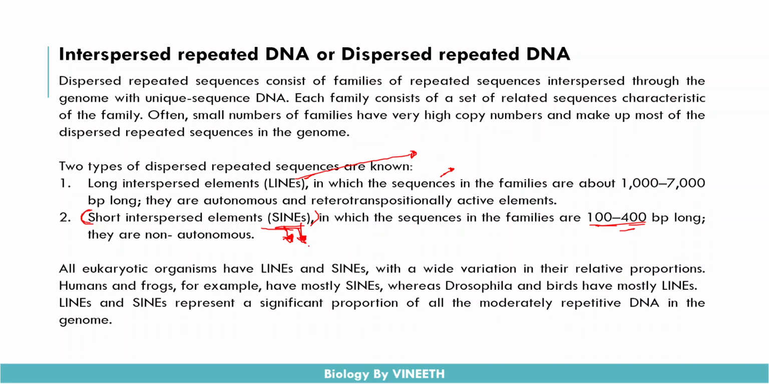A lot of college level entrance exams have also asked these questions in their tests. Now all eukaryotic organisms have these sequences, LINEs and SINEs. Drosophila and birds majorly have LINEs, the long interspersed nuclear elements, and humans and frogs also contain LINEs, but mostly the short interspersed nuclear elements.